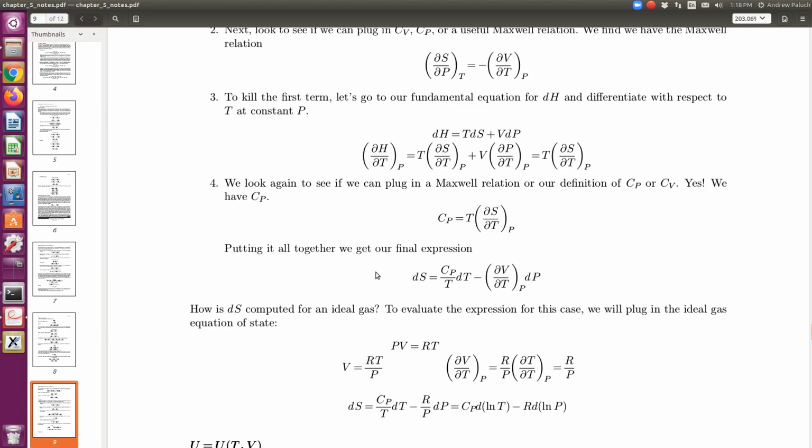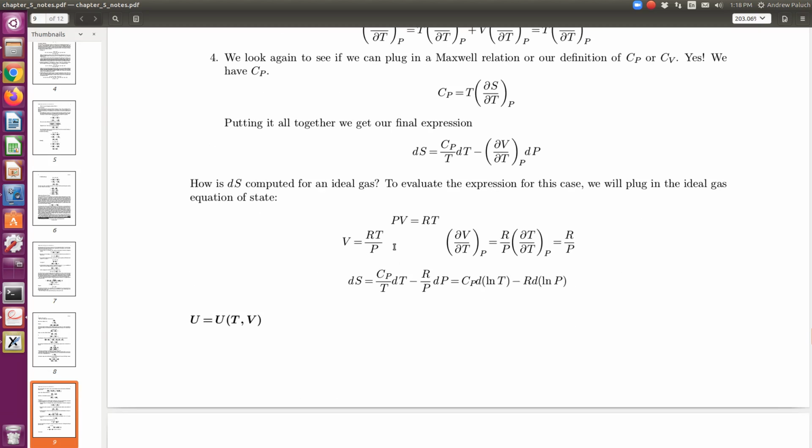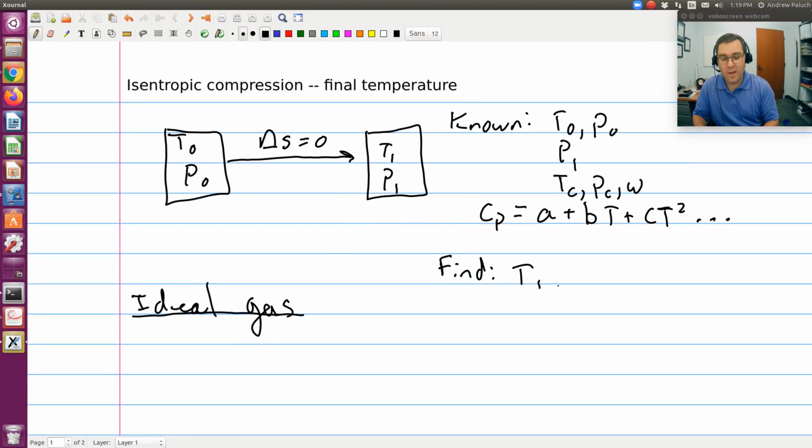Then you can go back through our derivation. Again, we also have a screencast on this. You would get to this final equation, where if we plug in the equation of state for an ideal gas, we get this final working expression. So you would get that for an ideal gas.